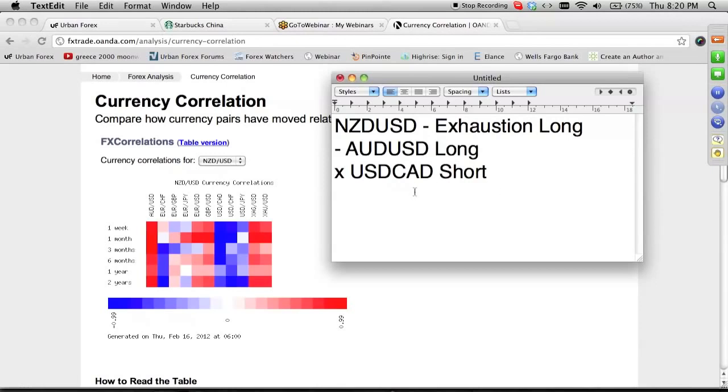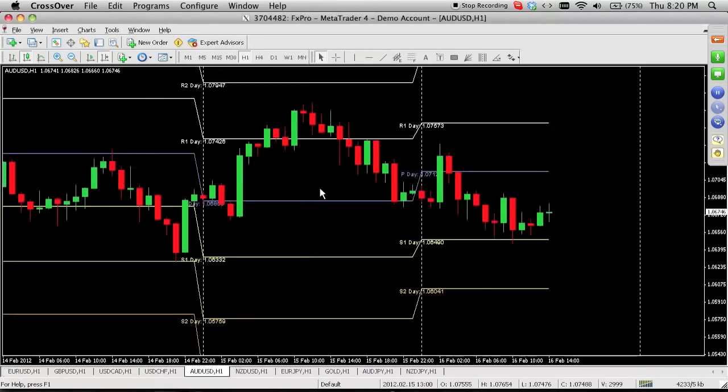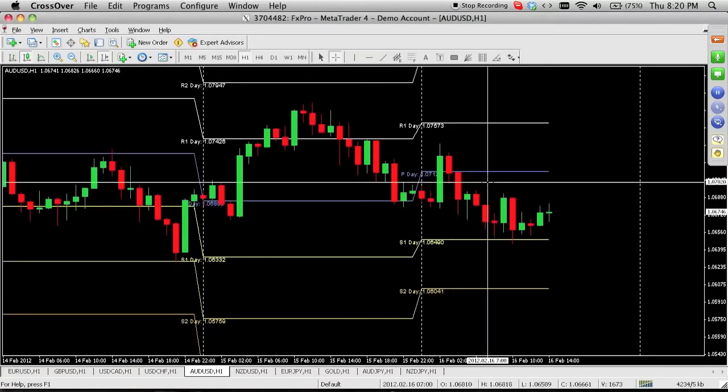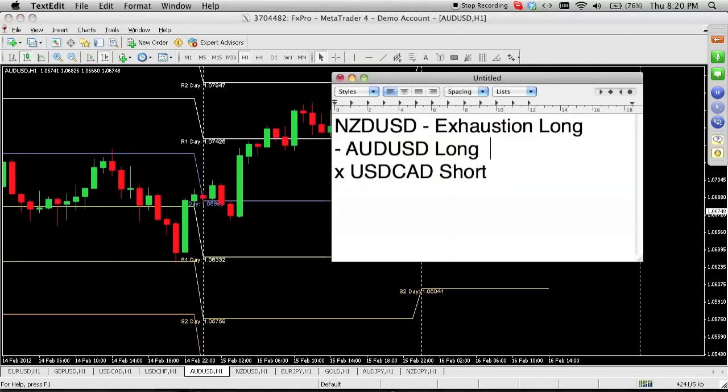Now let's take a look. Aussie dollar at 8 o'clock, which is this one here. It's giving us a similar exhaustion lookalike. It's not clear, but it has a lookalike. It's bouncing off of a pivot also, and it's saying long. So we can put here, okay. This is also an okay. US dollar CAD is saying short.